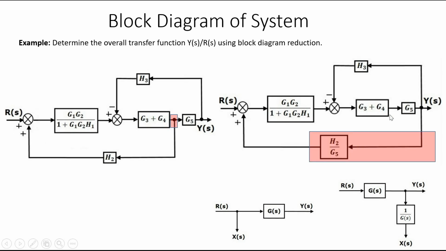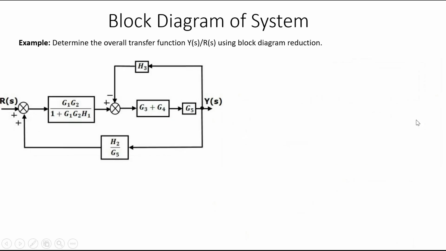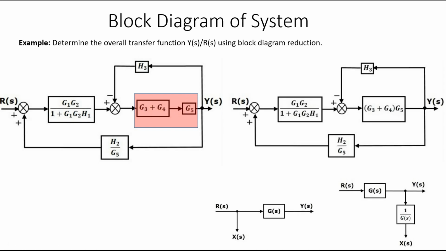So this point can be shifted to this side, but this value has to be divided here, by G5. If there is no block, we can directly multiply by 1 by G5. So 1 by G5 into H2 is H2 by G5, and it becomes like this. Now there are two blocks connected in series. So again we can use the series connection, and it becomes the multiplication of G3 plus G4 into G5.